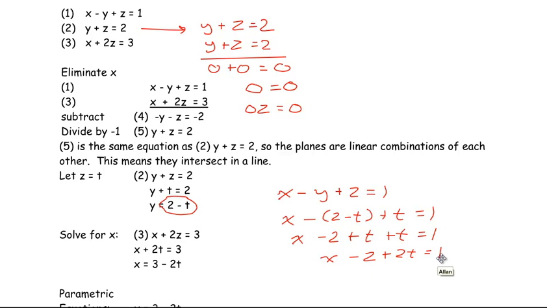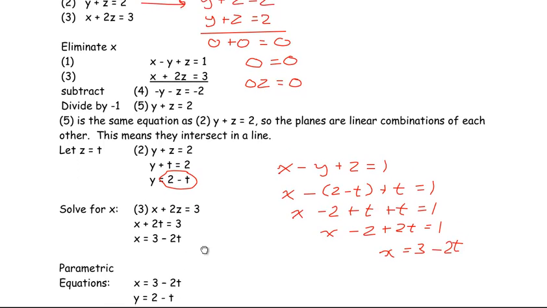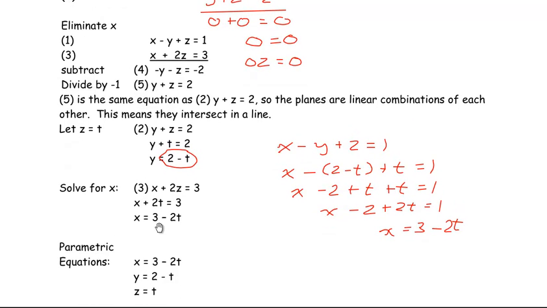So I'm going to bring this negative 2 over and add it to the positive 2 over here. So that will give me 3. And when I bring the 2t over, it would be minus. So there's exactly the same equation I got a moment ago. So my parametric equations are x equals 3 minus 2t. We found a moment ago here that y is 2 minus t, and I said z equals t. So that's the equation of that line of intersection.